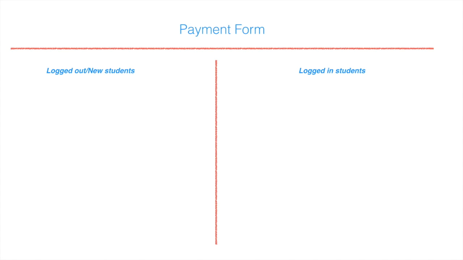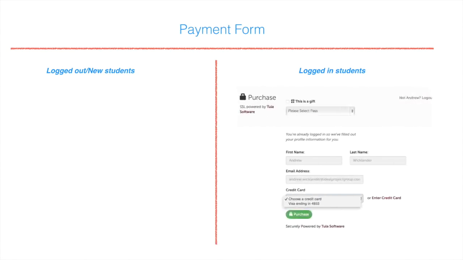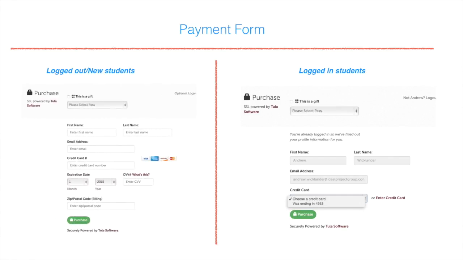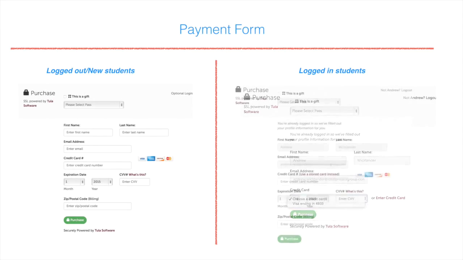And lastly, we have a payment form. This payment form allows students to make a purchase of any pass that you sell at your studio. And if they are logged out, they simply fill out their name, their email address, and a credit card number. And if they are logged in, they can choose to either use a credit card that is on file, or they can choose to add a new credit card on file.